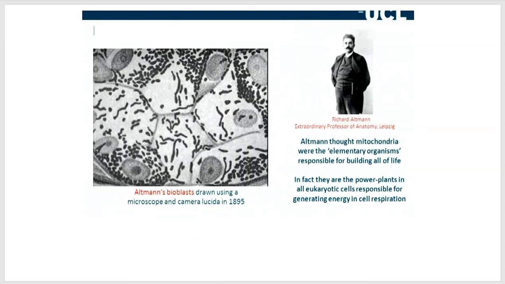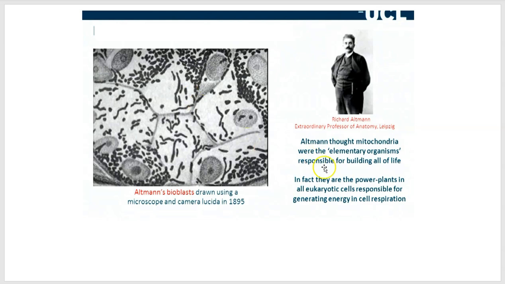Now, in the late 1800s, a biologist, Richard Altman, was using microscopes, looking at animal cells, and he noticed these little sausagey things inside cells, and various stains would make them more visible. And this is a drawing that he made from what he saw in the microscope, and we're going to call these mitochondria. Now, at the time, scientists didn't know exactly what they were and what their function was.